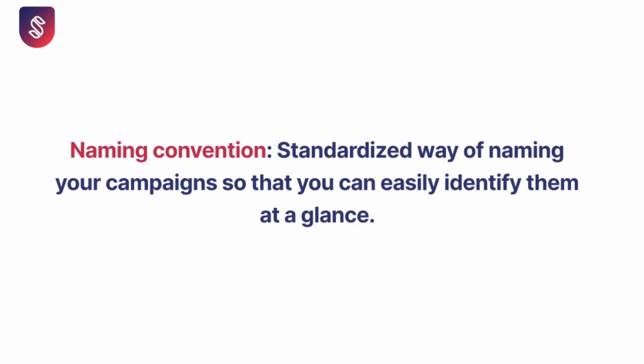Before we move on, just a quick definition to make sure we are on the same page. A naming convention is a standardized way of naming your campaigns so that you can easily identify them at a glance. Without a clear structure, it's easy to end up with confusing names, and it will be harder for you to remember what each campaign is doing. If you manage more campaigns for multiple accounts, standardizing names will allow for easy filtering and also will make it easier to analyze your campaign performance.